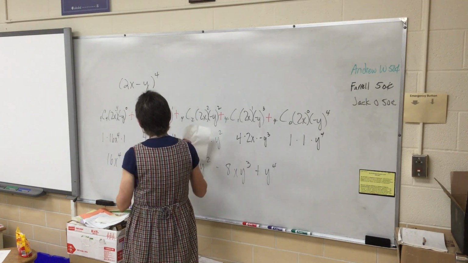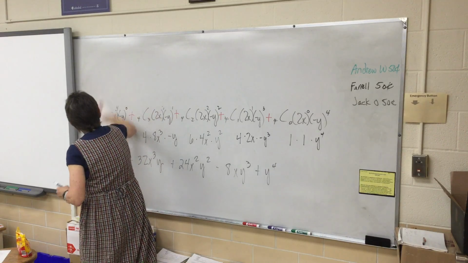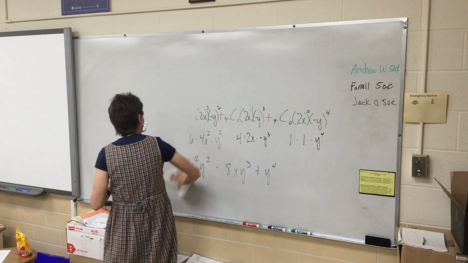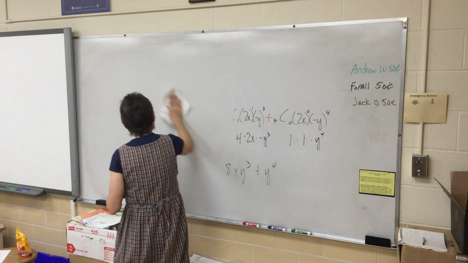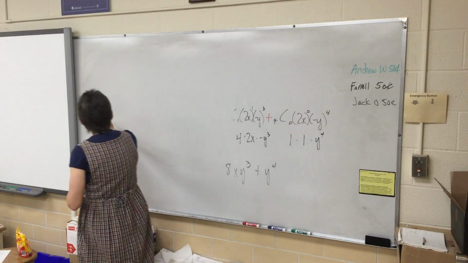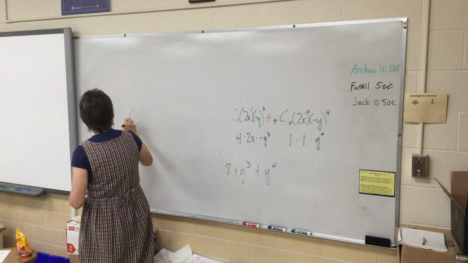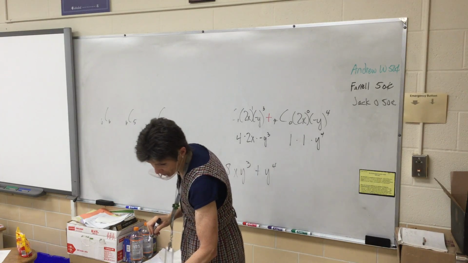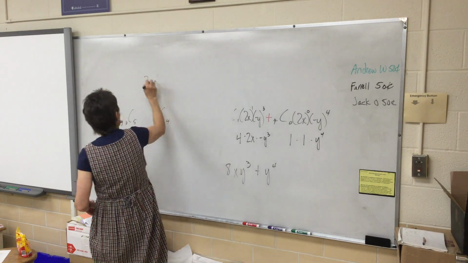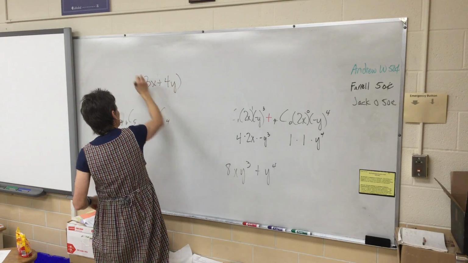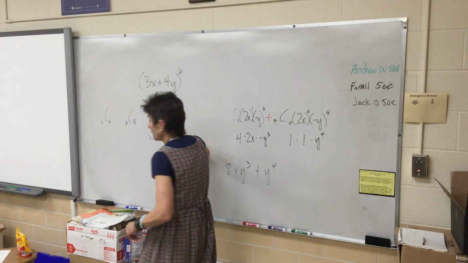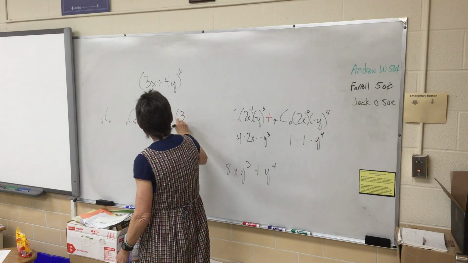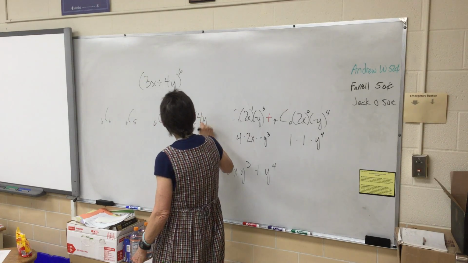So my coefficients would be 6C6, 6C5, 6C4, and that's the one I want. So 6C6, 6C5, 6C4. This is the one I want because it says I want the 3rd term. So I don't need to write out the whole thing, I just need that one. But like before, it will have a 3x and a 4y.